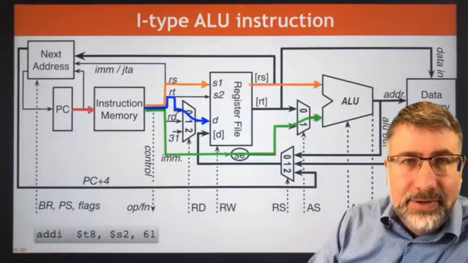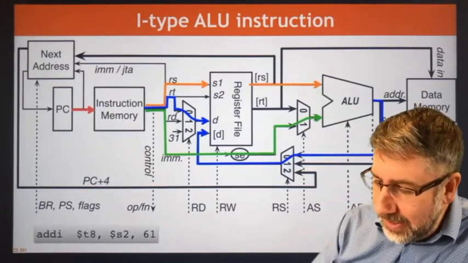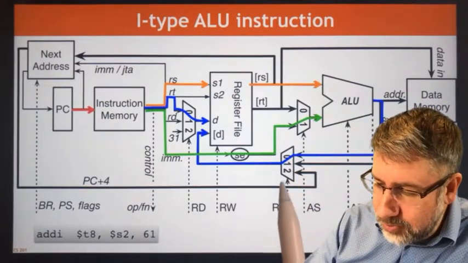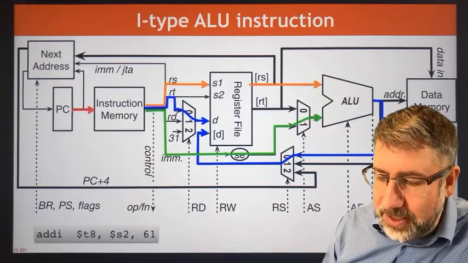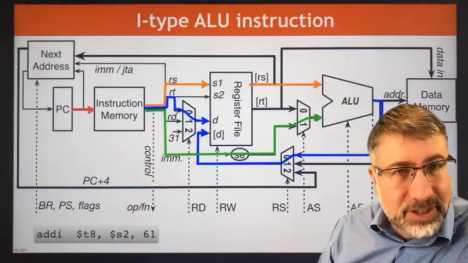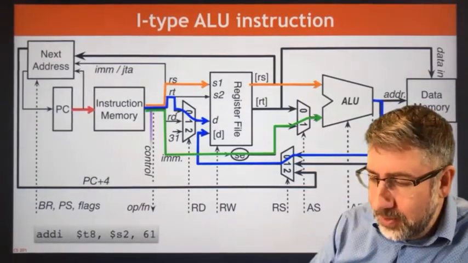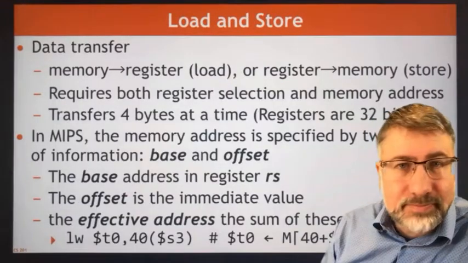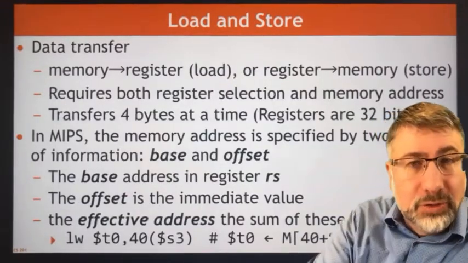And then the ALU calculates its result. Again, through this multiplexer choosing RS equals 0, the result is placed back to the register file, but now it's addressed by RT instead of RD. And that's the final result. And in the next video, we'll talk about load and store instructions.